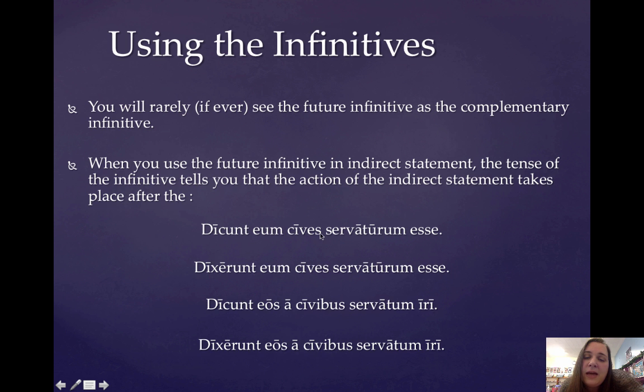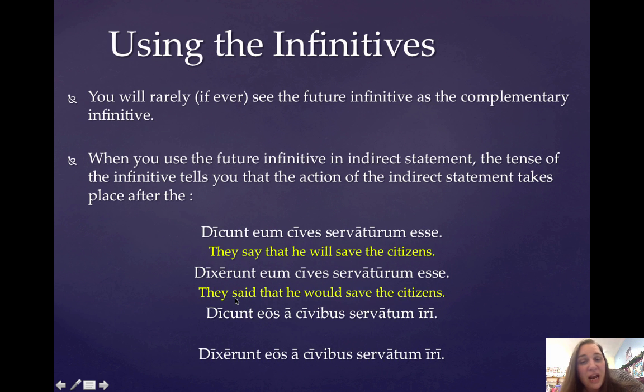Dicunt eam cives servatorum esse. This ending agrees with the subject of the infinitive, which is eam. Or dixerunt eam cives servatorum esse. So essentially the same sentence, but with this first sentence, dicunt being present, and this second sentence, dixerunt being perfect. That does change the translation a little bit. With the present, with this future infinitive, they say that he will save the citizens, as opposed to dixerunt, they said that he would save the citizens. So that's an interesting distinction there.